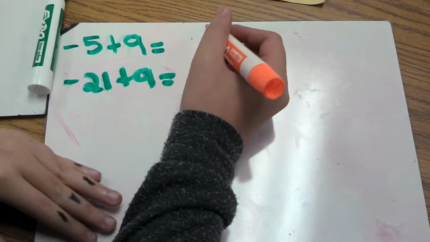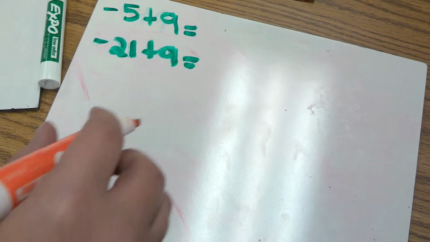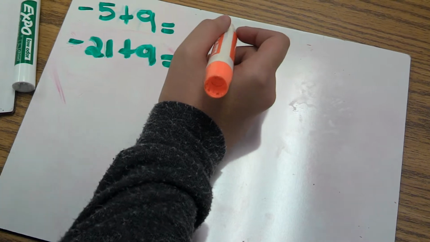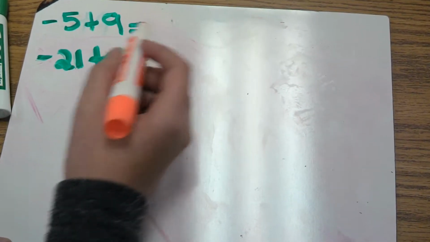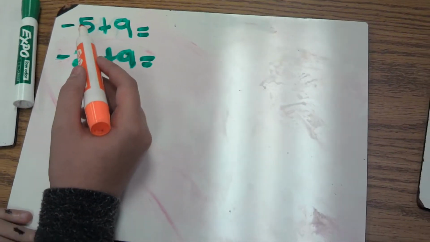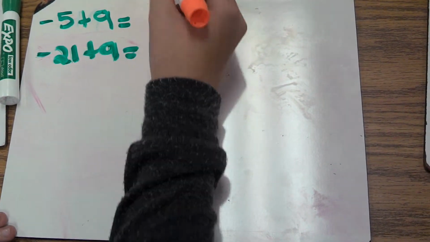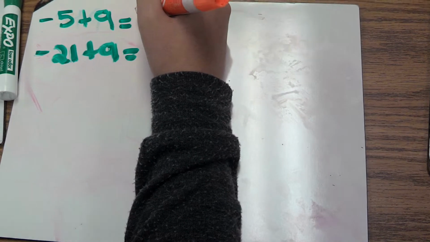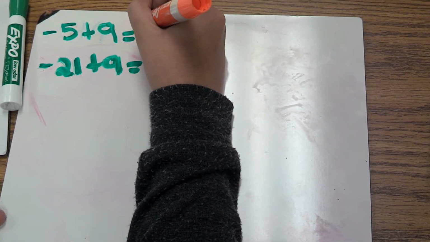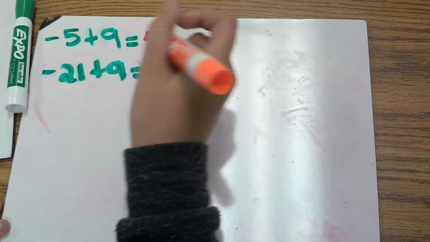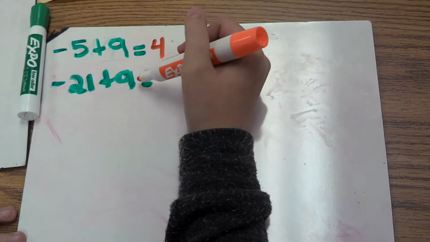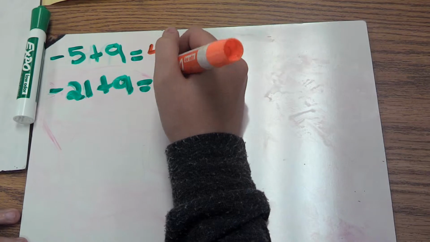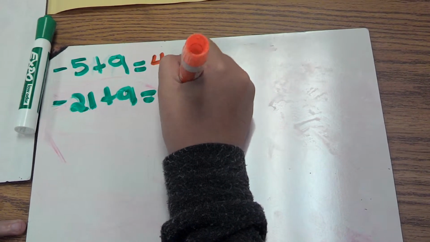Hello everyone, today I'm going to be doing, never mind, we're going to be doing addition, and as you can see we already have the problems written down here. -5 plus +9, and that would equal +4, and this is the other addition problem. -21 plus +9, which equals -12.